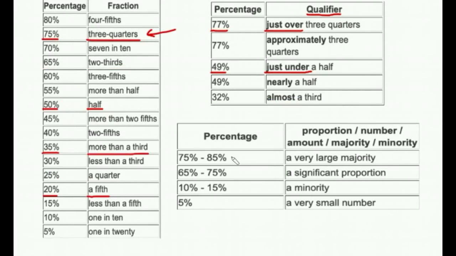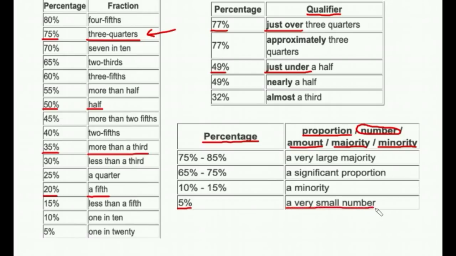I also mentioned that IELTS pie charts are given in percentages. However, again, to vary your language, there's different things you can use: proportion, amount, majority, minority. You have to be careful actually with this one, because you don't know the numbers involved. So for example, if you've got 5% here, we've got a very small number.